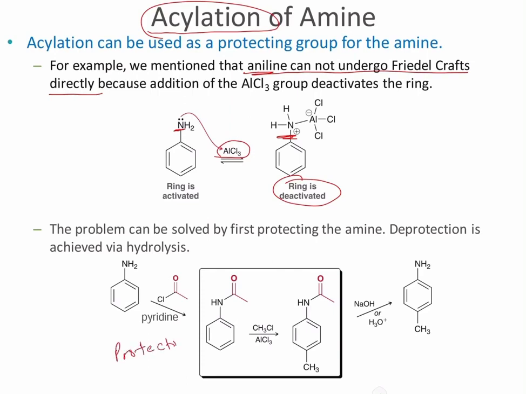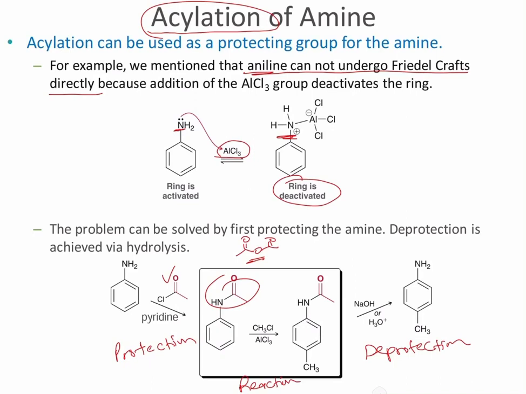We can protect the amine. Once it is protected, then we can do the reaction. And then after that, we do the deprotection to achieve Friedel-Crafts alkylation. So here, to do the protection, we can use acid halide, or we can use acid anhydride, like acetic anhydride in this case.